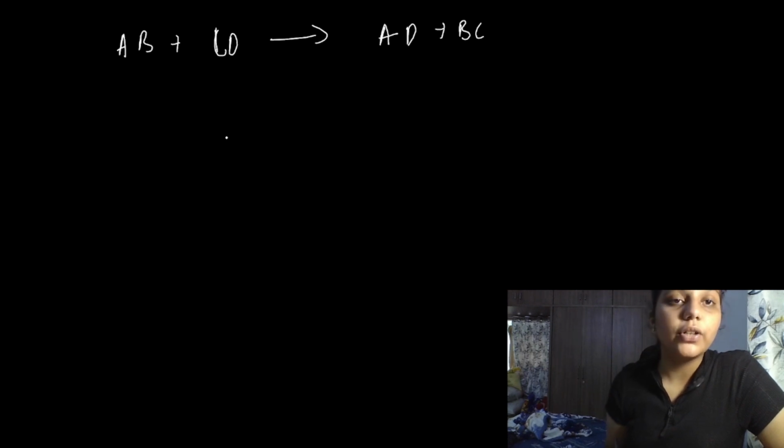That is, AB plus CD after the reaction will go to AD plus BC. Fine. Okay. We'll write some examples and then you can come to know. In the textbook they have given some particular examples. You need to learn those. They are very important. Okay. They can ask you so many times.